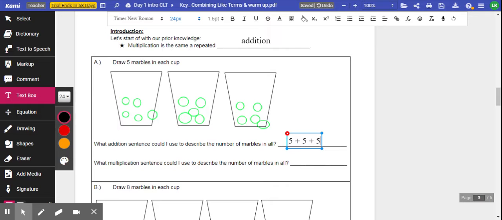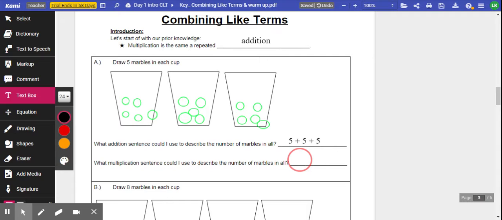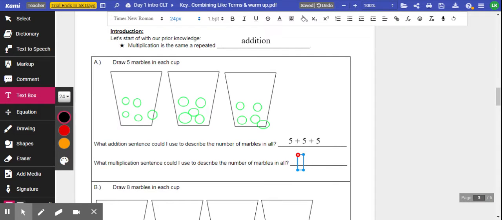What is another way I can write that but using multiplication? Keep in mind, we know multiplication is the same as repeated addition. So what multiplication sentence could I use? Yeah, I can use 3 times 5. You're right. I could use 5 times 3 as well. You're going to see in a moment why I'm choosing to use 3 first here.